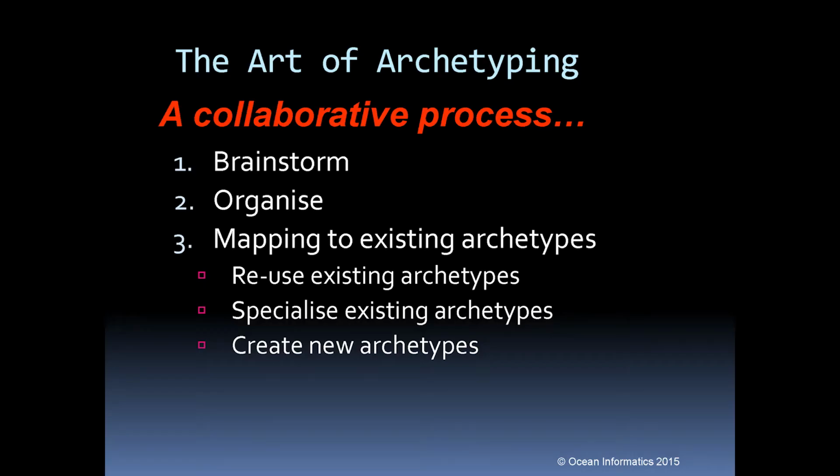So think as broadly as you can. It's a collaborative process. We talk about this a lot, but it is. We want to brainstorm all of those things. We want to then organise it, and then we need to do something fairly significant. We need to identify existing archetypes. Now, that used to be quite difficult. It's much easier now because we've got CKMs.